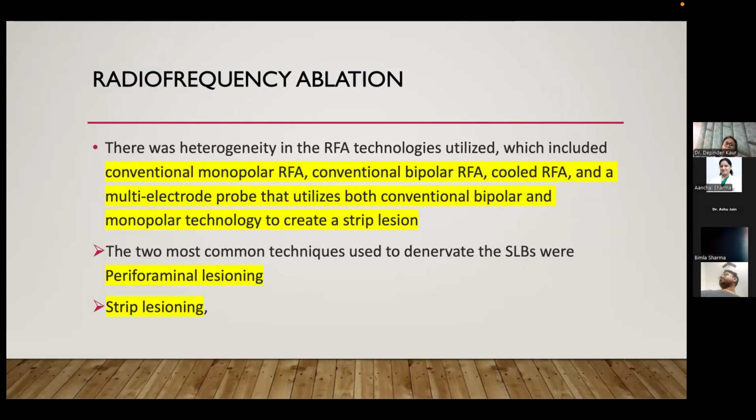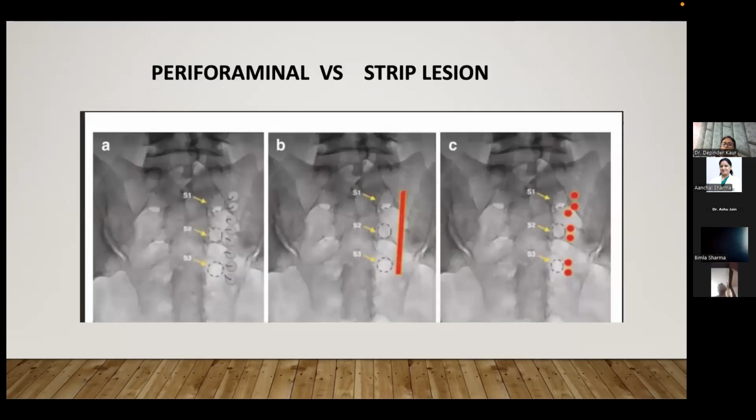Now coming to the treatment part, which is the radiofrequency ablation, we have many modalities. We have the conventional monopolar, the conventional bipolar, the cooled RF, as well as the multi-electrode probe. So there are a number of modalities available. Still, the literature is evolving. We have a paucity of literature on which radiofrequency ablation technique is better. But all these techniques basically follow two methods: either periforaminal or strip lesions, right?